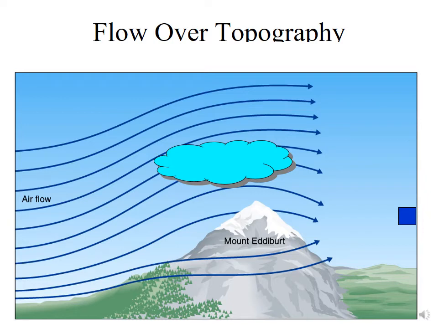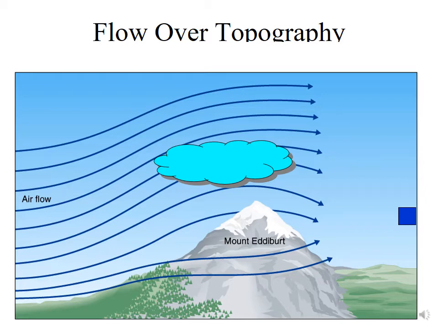But that cloud that forms will dissipate on the backside of the ridge as the air begins to descend. Because as the air descends, the temperature will increase, which causes the saturation vapor pressure to increase, which causes the relative humidity to decrease. And as soon as the relative humidity drops below 100%, then the cloud will dissipate.